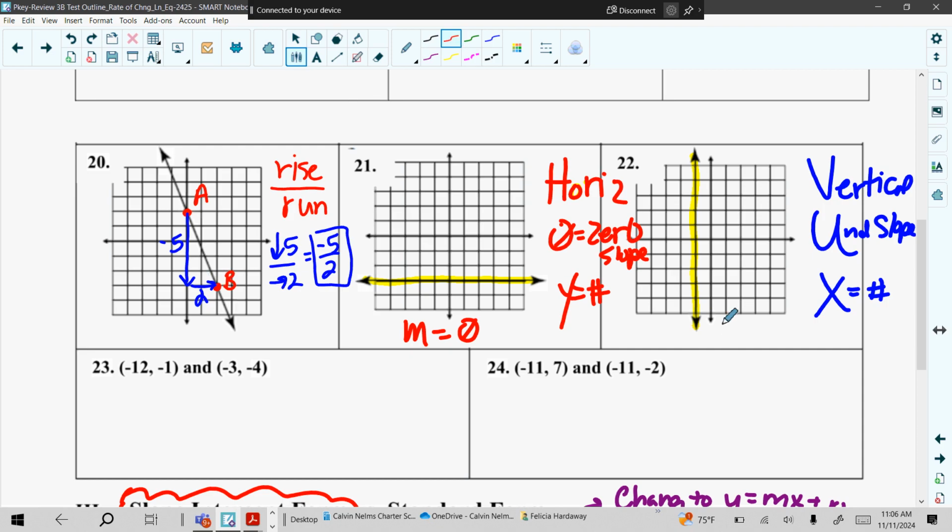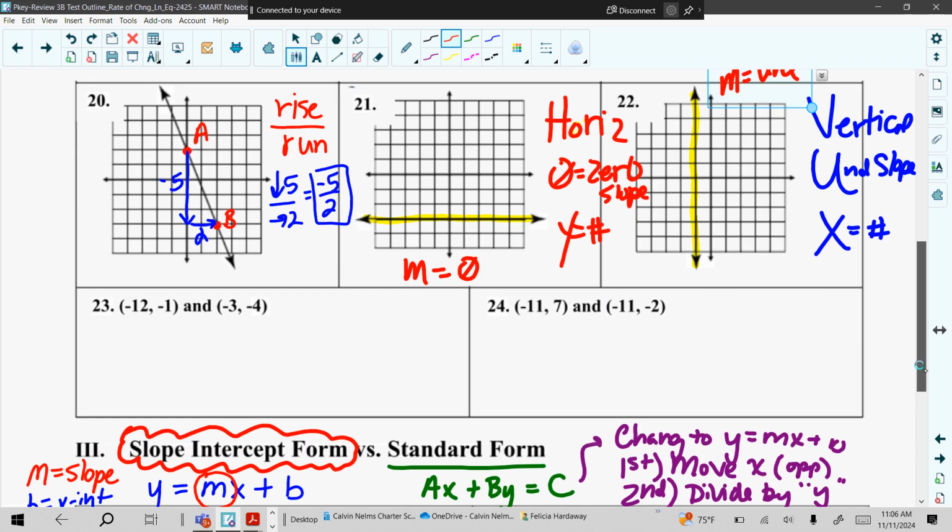Yep, you can just put UND. So just remember your acronym here, HOYVUX, to help you. H is for horizontal, 0 slope, y equals the number. You're going to have to do the equations of this as well. V is for vertical, undefined slope, x equals the number.